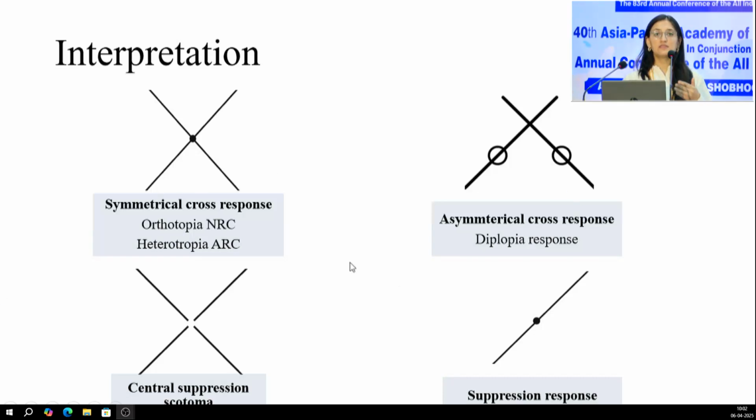So we ask the patient to draw whatever he's seeing. This is a normal symmetric cross response. It is seen in orthotropic patients or heterophoric abnormal retinal correspondence. Asymmetric cross response will be seen like this, where the cross is asymmetric. In cases of central suppression scotoma, the center part would be missing, and in cases of a suppression response, the suppressed eye image would not be seen.